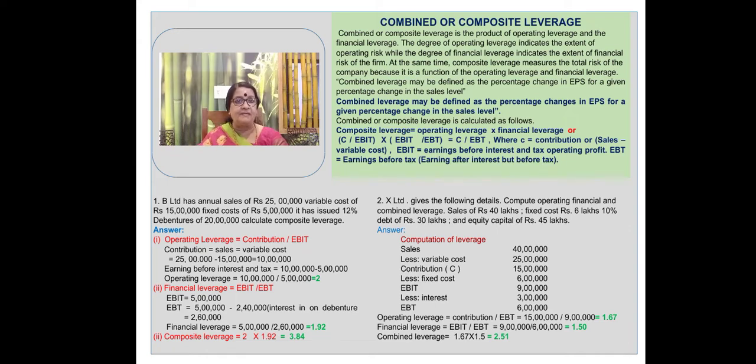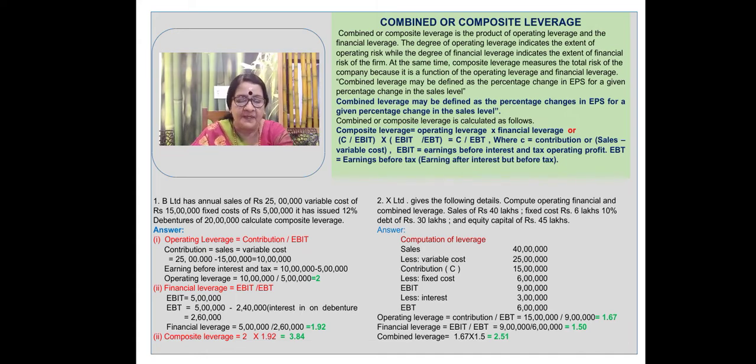So operating leverage magnifies the changes in EBIT level on account of changes in sales level. Financial leverage magnifies the change in EPS on account of change in operating profit. And the combined leverage signifies the percentage change in EPS according to a change in sales level. Understood? So now we can go to the problems on combined leverage.